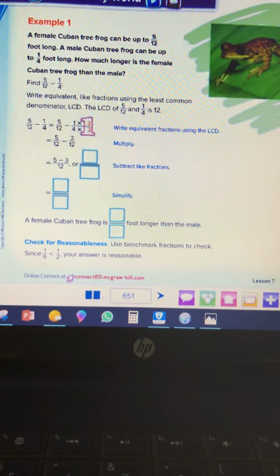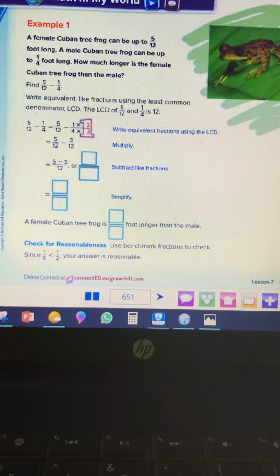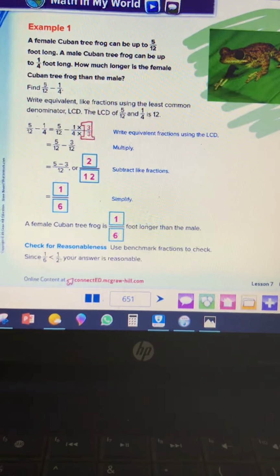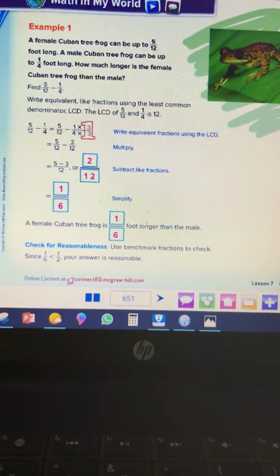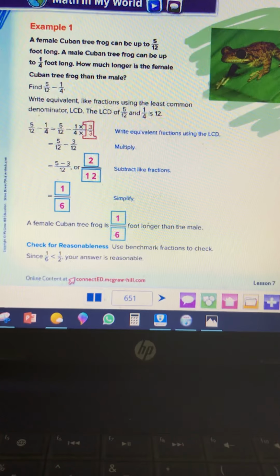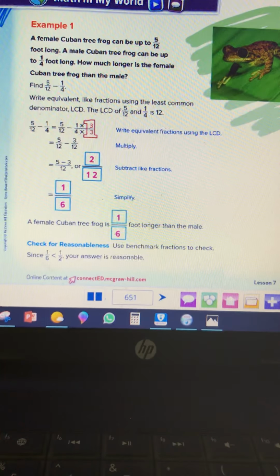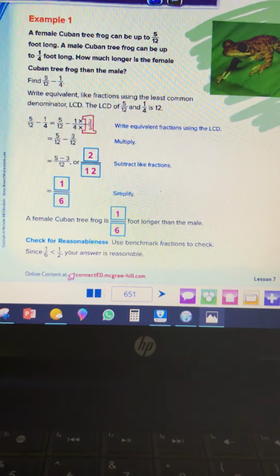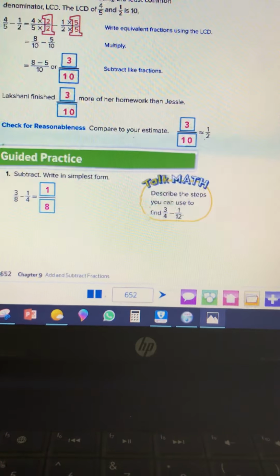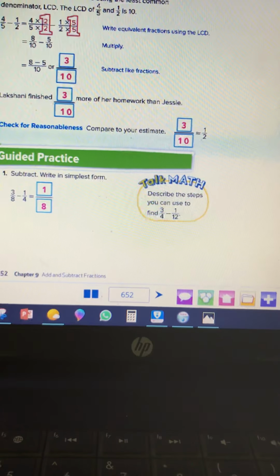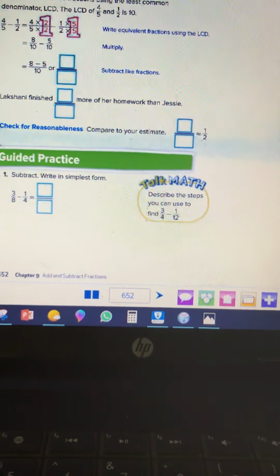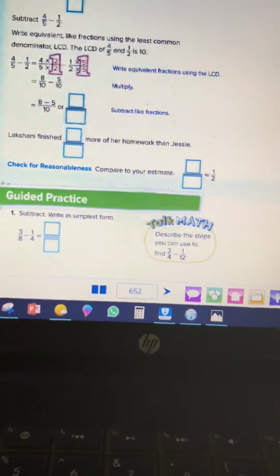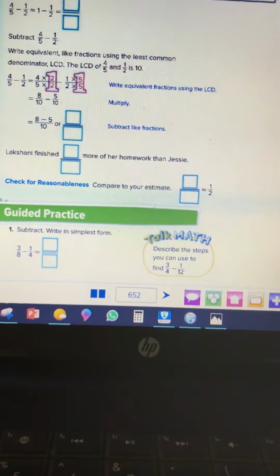Here is for you to have an idea of how you're going to answer this. I'm going to make another video for you to have the second part, example 2 and the guided practice together, so you're able to do the independent practice.